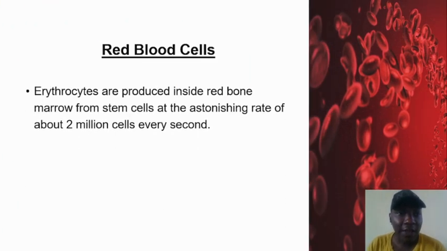Moving on, the erythrocytes are produced inside the red bone marrow from stem cells at the astonishing rate of about 2 million cells every second. So you can tell that the erythrocytes, the red blood cells, are produced inside the red bone marrow at this astonishing rate, which is 2 million cells per second.